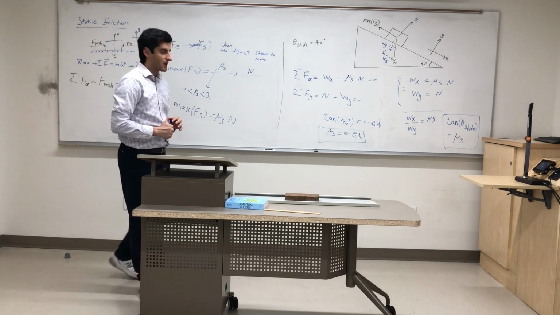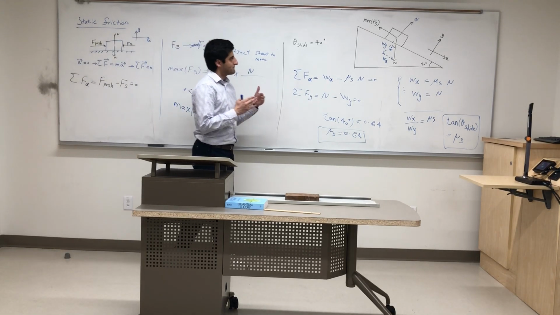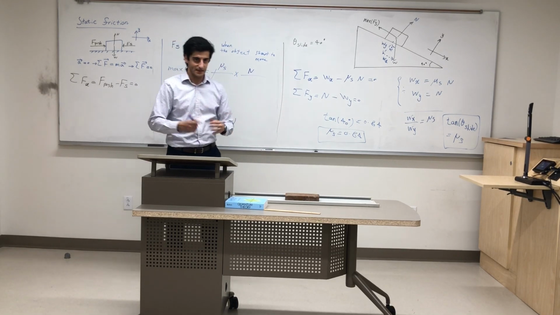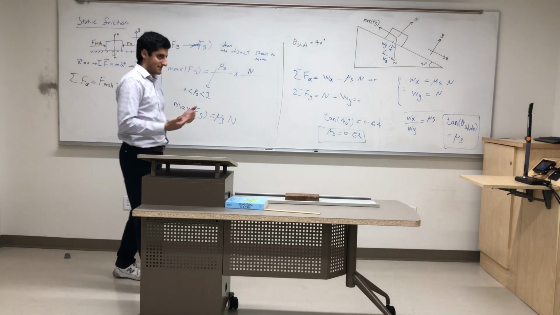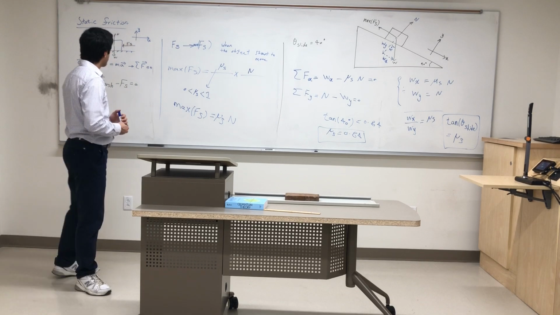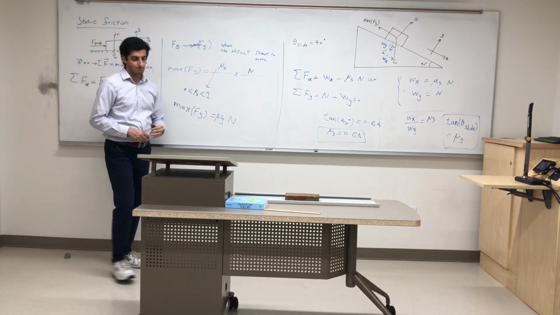Any questions? Okay, so just to review, we always use total force equals 0 because there is this static state. The object is not moving. And that's the key point. And for maximum static friction, we have mu s times N.